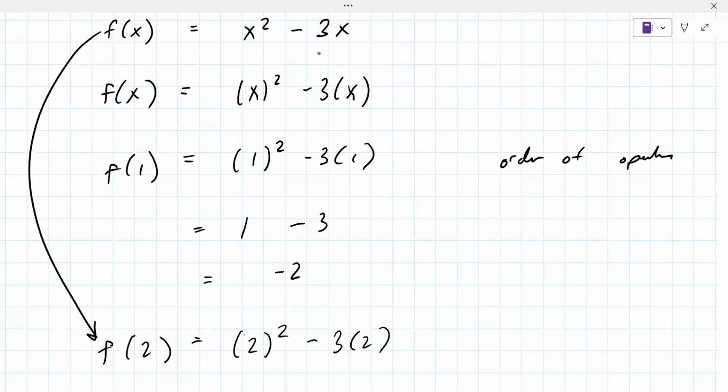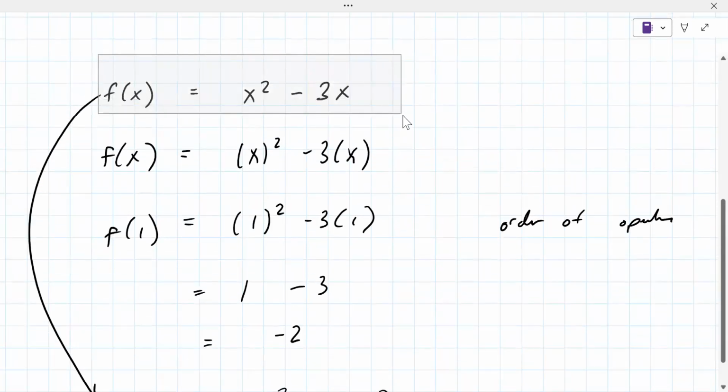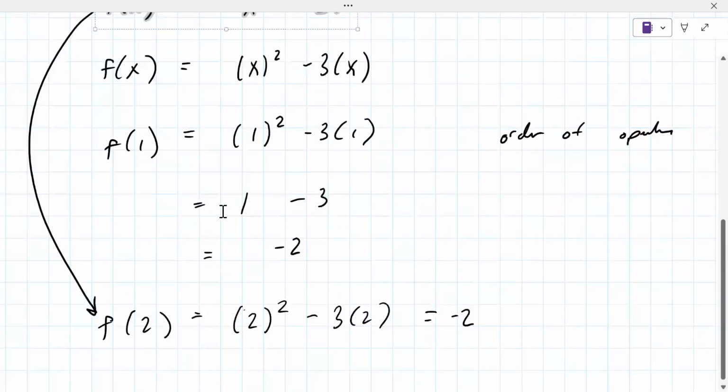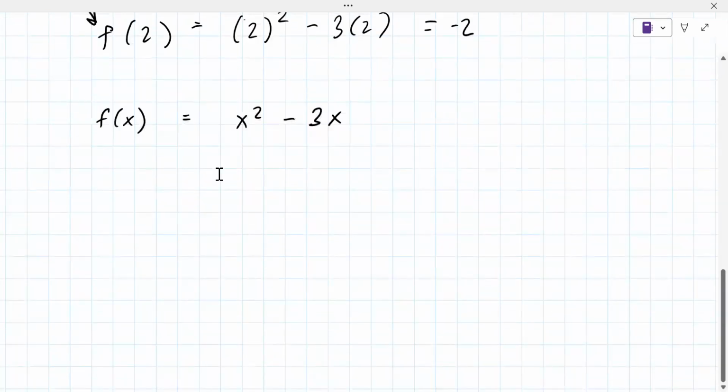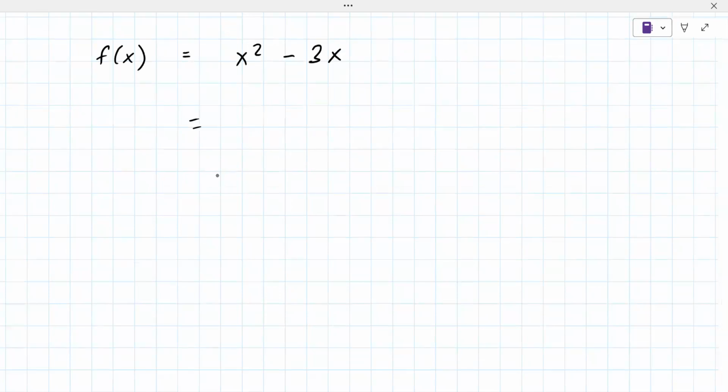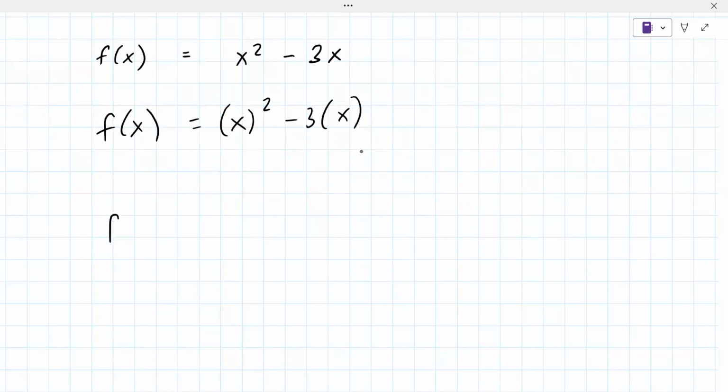Equals -2. Yes. Okay. So the idea here, and this is key, is you're substituting in for x, but you really want to treat x like it's in parentheses. Even if you don't do it forever, do it this way for now. It really will help. Okay, so let me have you try a little bit more difficult one.